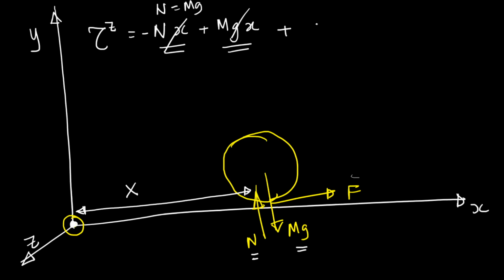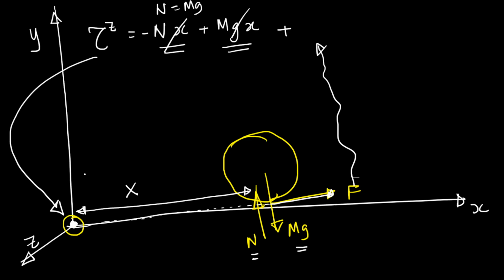Plus the torque due to F. Now, very important for you to realize this. Lots of times you're going to have this kind of situation. Notice that F passes through the origin. I just want to highlight this: we're calculating the torque with respect to this origin. It's very important to do both torque and Lz with respect to the same origin.